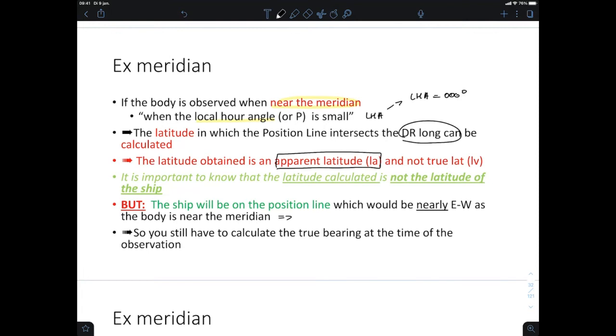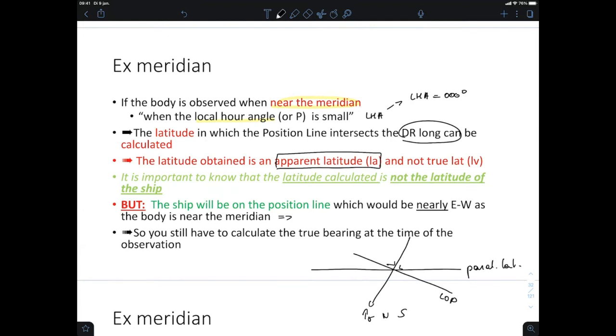is, when we have a position line that goes from the east to the west, we have actually almost a parallel of latitude. We don't really have 100% a parallel of latitude, so the latitude that we determine with this method will not be really our latitude. We will have to draw a true bearing, which will be either almost north or almost south, because we are near meridian passage, and then the position line that we draw perpendicular to that bearing will be our line of position. And so we will be somewhere along this line of position.